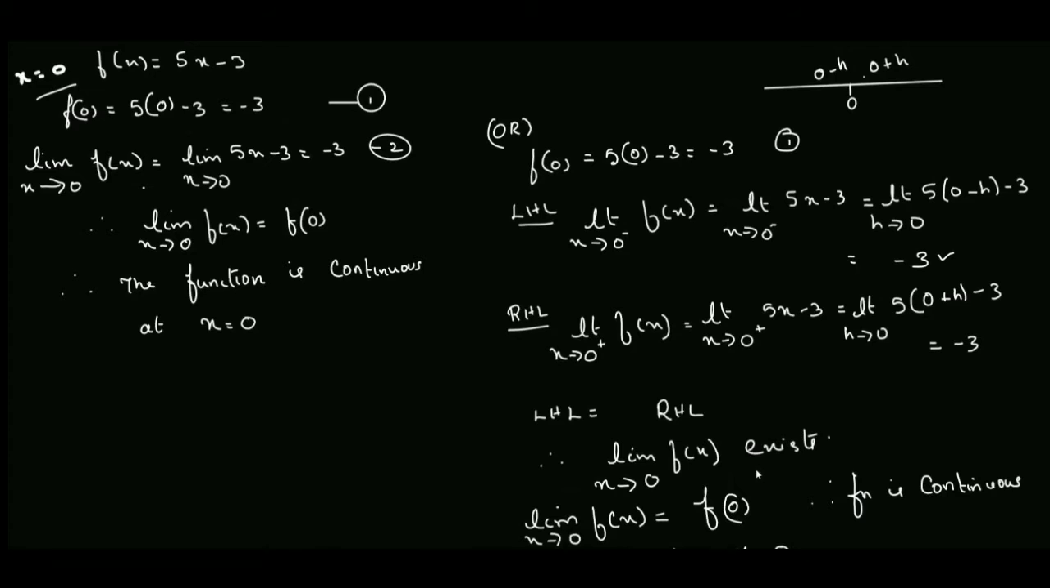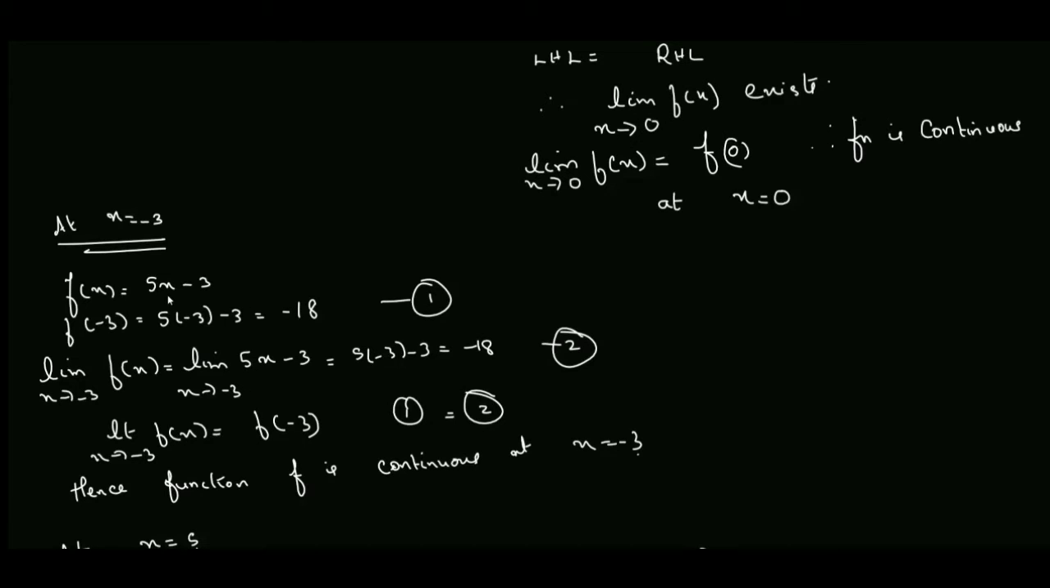You can do like this also. x is equal to minus 3. First find the functional value. Just check if the function is defined at minus 3. Yes. f of minus 3 is equal to minus 15 minus 3, that is minus 18. Now you take limit x tends to minus 3 of the function f of x. So limit x tends to minus 3, 5x minus 3.